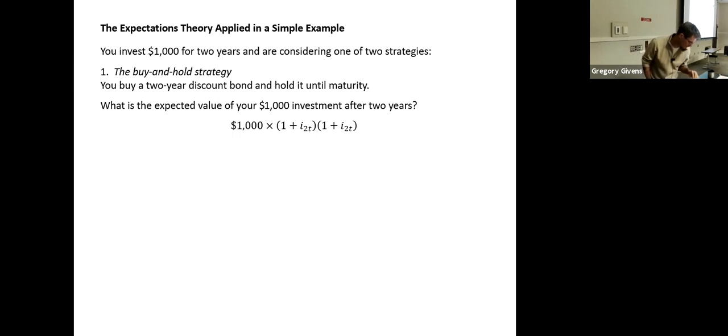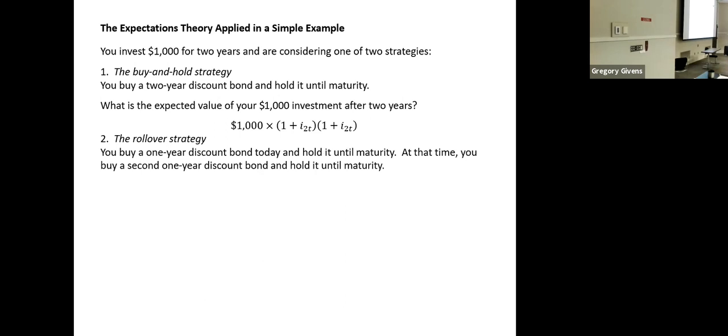Okay. What if you adopt the rollover strategy? This is a little different, right? What is the expected value then of your $1,000 investment if you adopt the rollover strategy? And just to be clear again, Jameson, what you're doing here is you're buying a 1-year discount bond today for $1,000. You hold it until the end of the year, that is maturity. Then you turn around and you take all your principal and interest and you buy another 1-year bond, okay? And then you hold that until the end of the second year so that you're investing over a 2-year period.